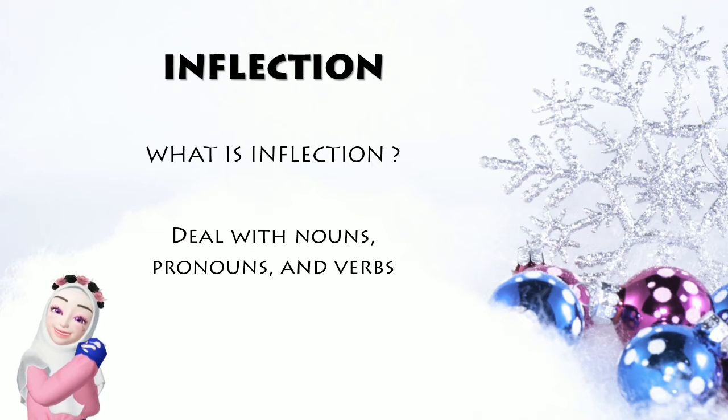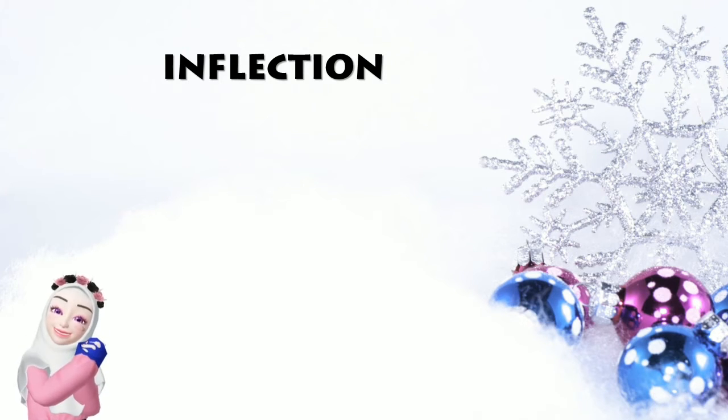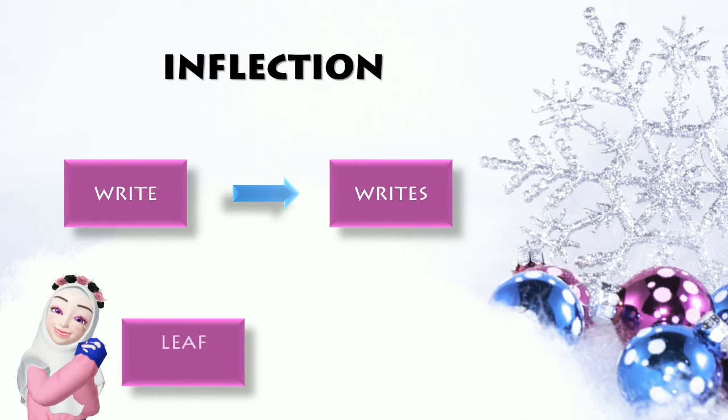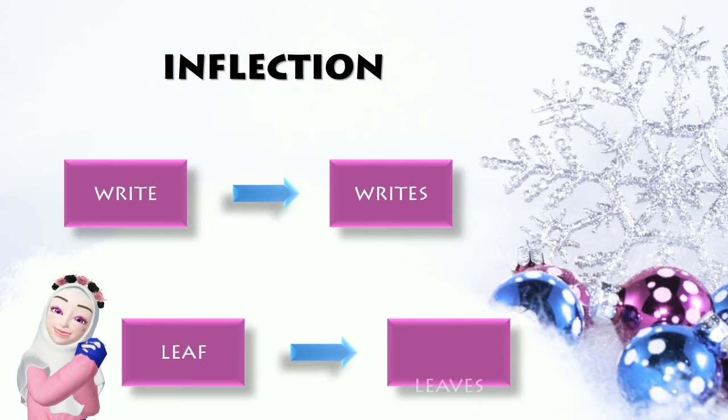Yes, inflection is a process of word formation in which a word is modified to express different grammatical categories, such as tense, case, voice, aspect, person, number, gender, mood, intimacy, and definiteness. Also known, it deals with nouns, pronouns, and verbs. For example, the word right becomes rights and live becomes lives.